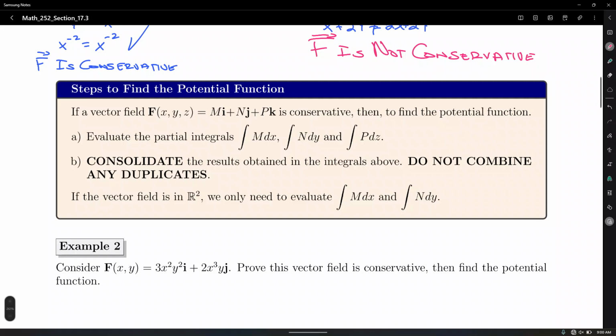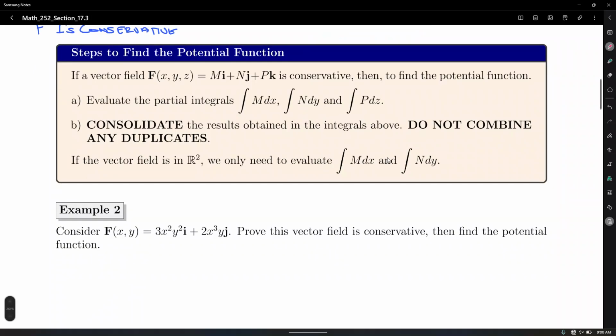Okay, letter B, and this is the tricky part right here. Just consolidate the results. Do not write any duplicates. Do not combine them. Don't feel compelled to combine them. I'll show you how this is going to work. Now, if the vector field given is in R2, that is in 2 dimensions, all we need to evaluate is the integrals with respect to x and with respect to y, because we don't have that z component, right? The third component.